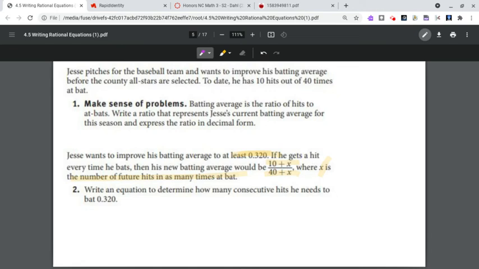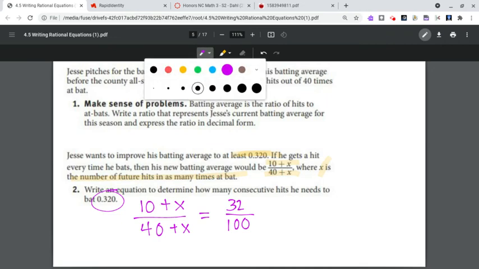Okay, so what we're going to do is take the rational expression (10 plus x) over (40 plus x) and set it equal to 0.320, which as a fraction is the same as 32 hundredths. Once I create that fraction, I can clearly see I have created a proportion, two fractions set equal. To solve a proportion, we cross multiply.